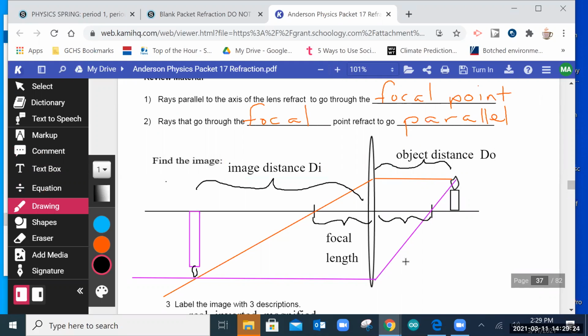Now, a lens could be made in a factory where you have different focal lengths on either side, but for our class, and actually for all of my college classes as well, we always had the same focal length on both sides. Okay.